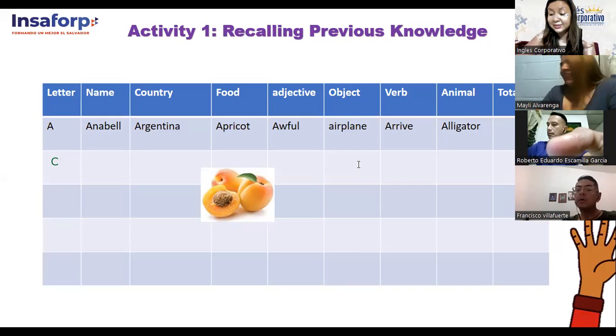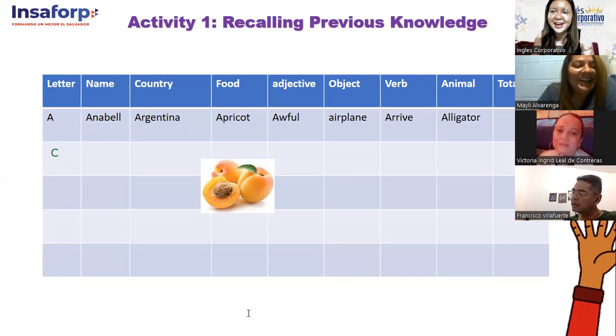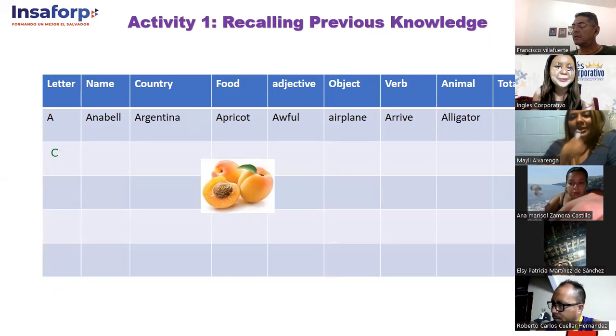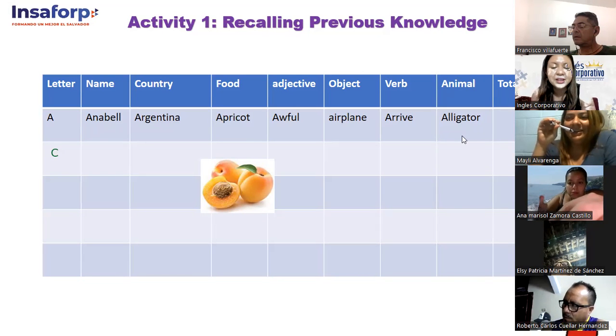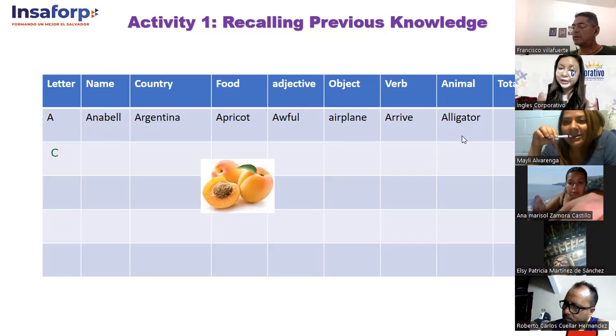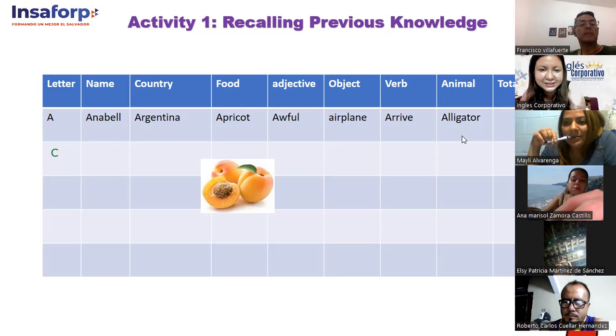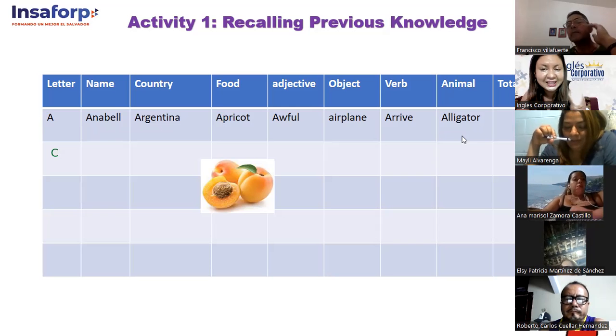Stop. Stop the bus. Wow, Miley, very fast. Okay, everybody, please stop. So remember, if the word repeats with another classmate, you will get only 5 points. But if nobody has the same word as you, you will get 10 points.